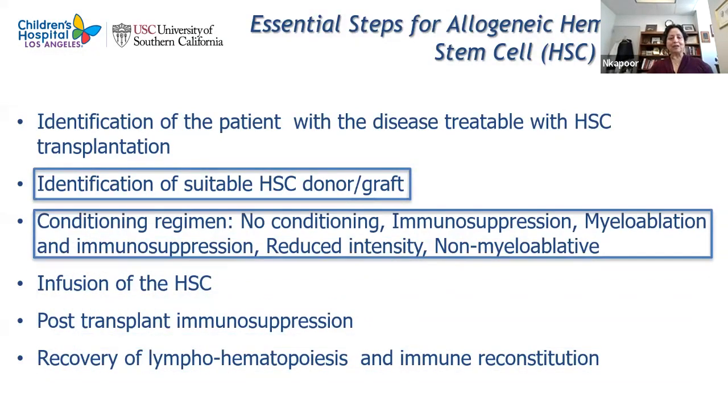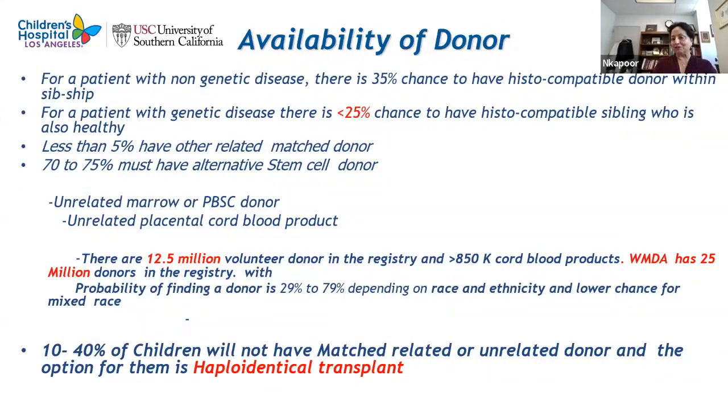Okay. So we're going to talk about identification of donor and also conditioning regimen a little bit more in detail. First, availability of donor. We recognize that in genetic diseases, there's about a 25% chance that we're going to have a histocompatible donor in the family, a 1 in 4 chance. But the sibling also needs to be healthy. So that's an important thing to recognize.